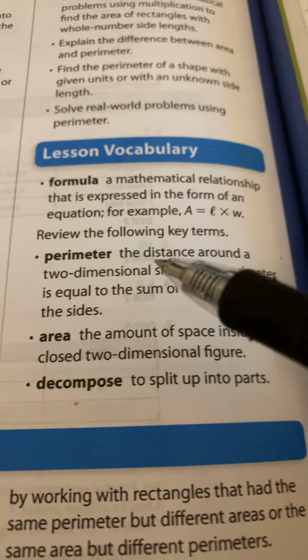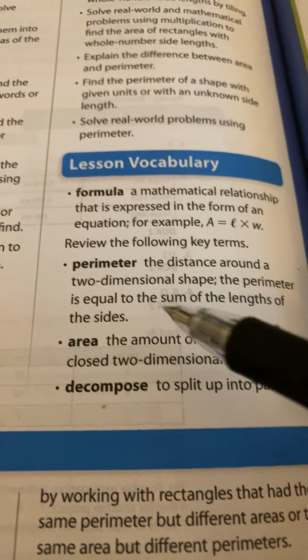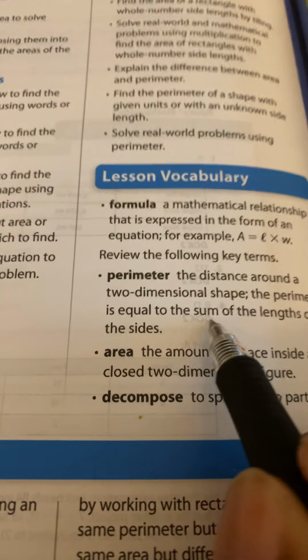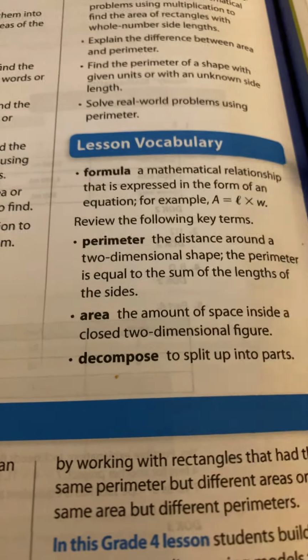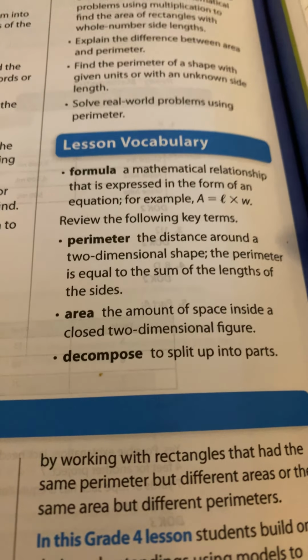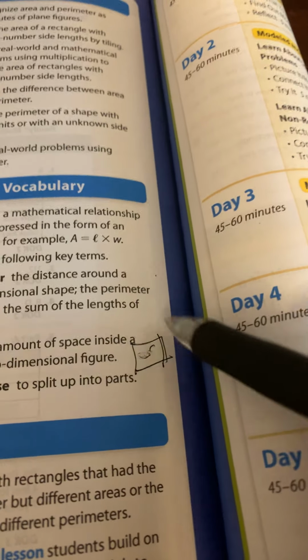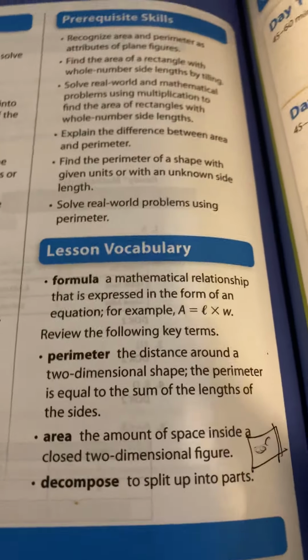So we're going to review the following key terms: perimeter, the distance around a two-dimensional shape. The perimeter is equal to the sum of the lengths of the sides. When we say the sum, that is the result that you get when you add two numbers together. The area is the amount of space inside of a two-dimensional figure. So if you have a square, this is the area on the inside and outside is the perimeter. Okay? And decompose, to split up into parts. So that means you're going to break it down and split it into parts.